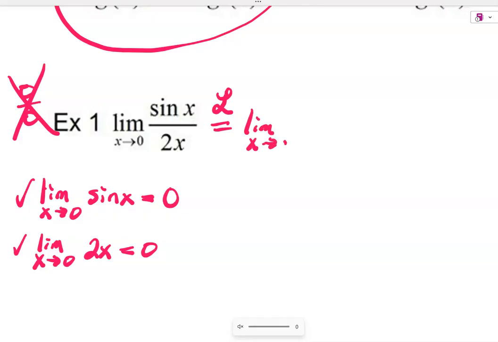Then what? Well, we come over here. What's the derivative of sine? It's cosine of x, right? What's the derivative of 2x? That's 2. I've got to say one more clarification, guys.